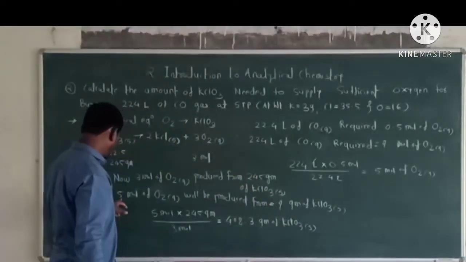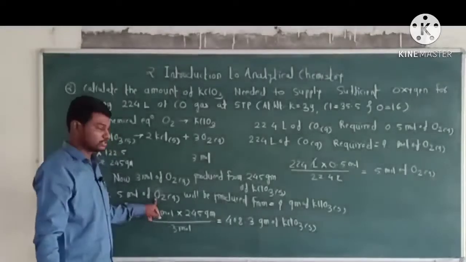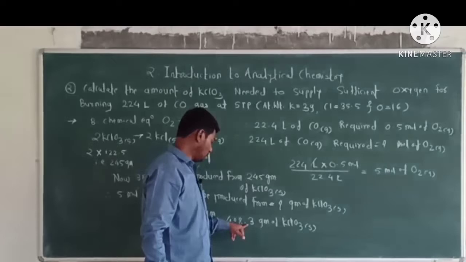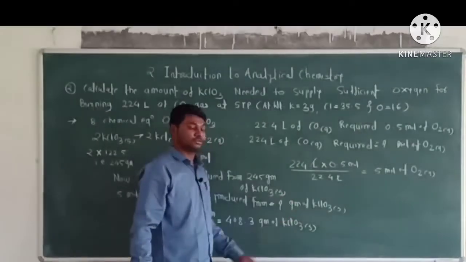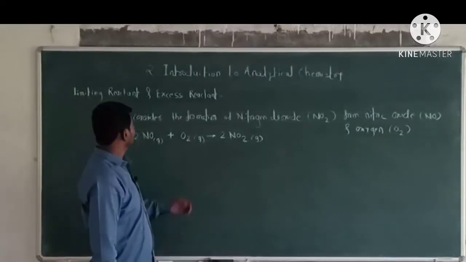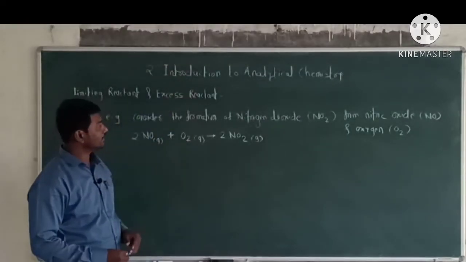That is, 5 moles of gaseous oxygen will be produced from 408.3 grams of KClO3. Okay, now the next point of this chapter, that is introduction to analytical chemistry.